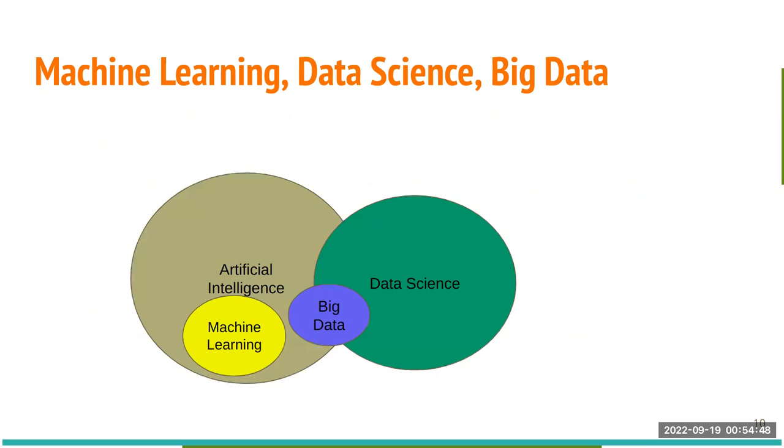Now, machine learning, data science, and artificial intelligence, we drew this Venn diagram in class. So all of machine learning would fall under artificial intelligence. Then there would be an overlap between data science and artificial intelligence, but all of data science is not artificial intelligence. And similarly, all of big data is not artificial intelligence either. So that was a pretty interesting discussion.